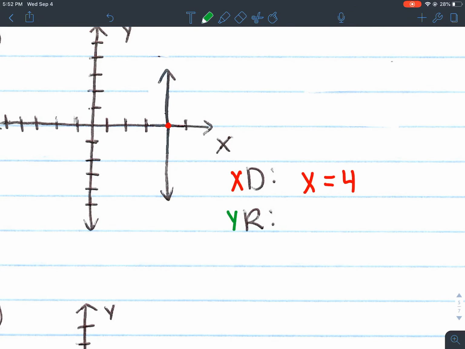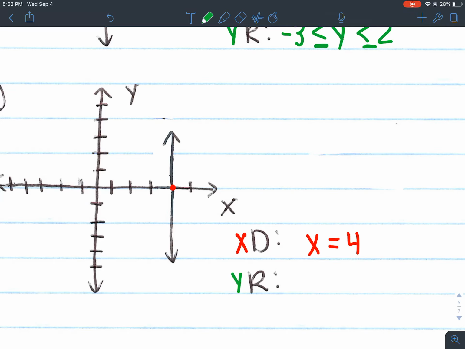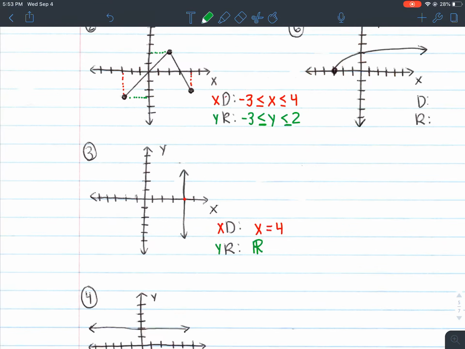Okay, for range, well, I have arrows. And do I have a minimum amount? Like, does it just keep going? Yeah, and it just keeps going here. So there is no minimum y value or a lowest y value, and there's no highest y value either. So my y values stretch from all the negatives and all of the positives, which means I have all real numbers for my range.